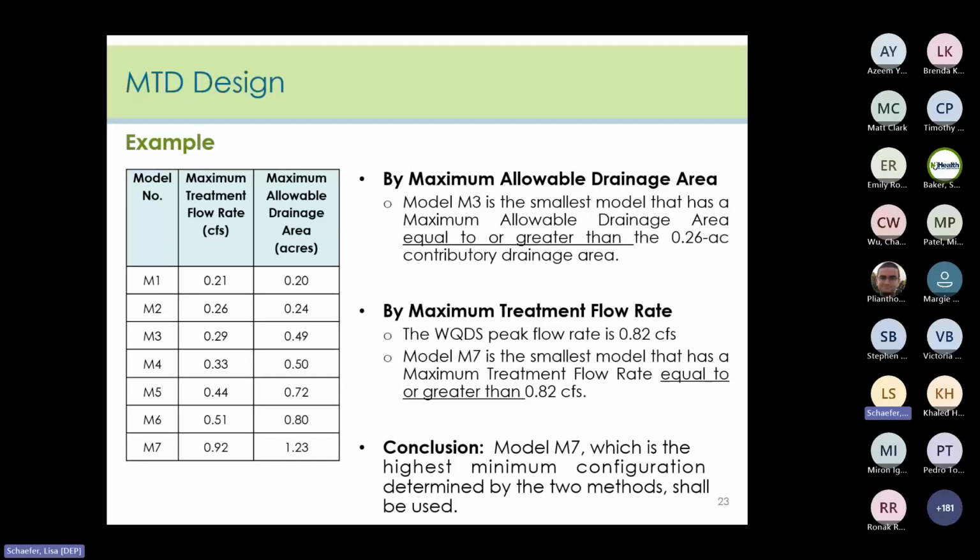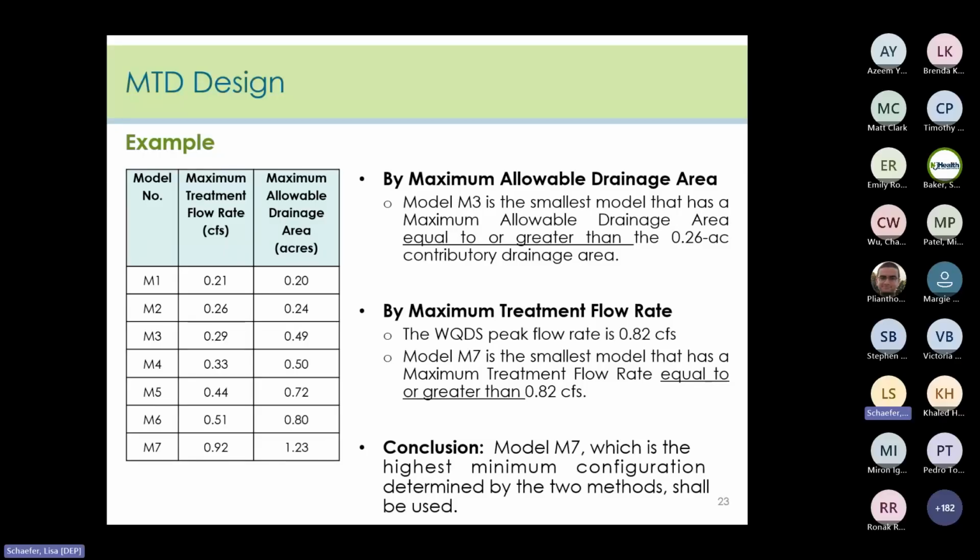All right, this table shows the various models of a hypothetical GI MTD and the maximum treatment flow rate and the maximum allowable drainage area associated with each model. So, okay, both are used to size the model. All right, so we're going to look at the third column. The motor vehicle surface used is 0.26 acres in size. So we cannot use model M1 or M2 shown here because the area we need is larger than the maximum drainage area stated for these two models. That means we'll check the MTFR for the remaining models in the table.